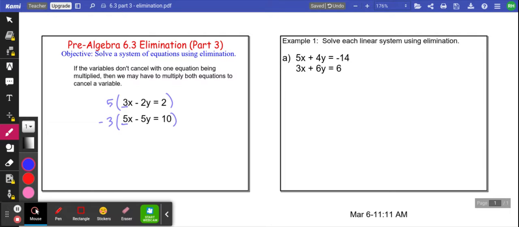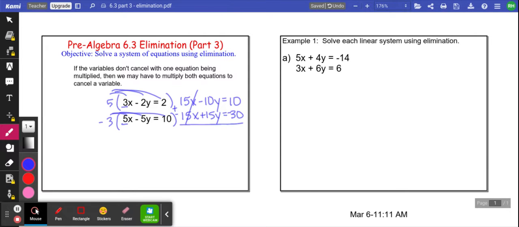So this actually works for me. This is perfectly fine. But now we have to distribute through the top and distribute through to the bottom one to make them both the same. So our top row becomes 15x minus 10y equals 10. And the bottom row becomes negative 15x plus 15y equals negative 30. Okay? So you'll see my x's are going to cancel, positive, negative. All right, and those are going to go.